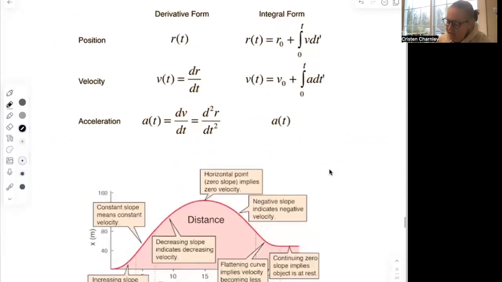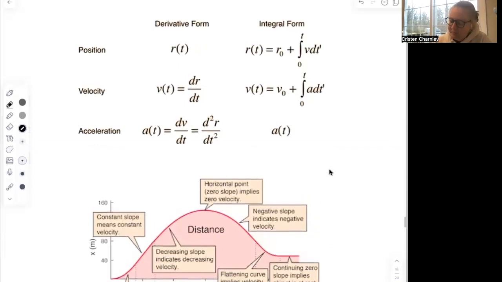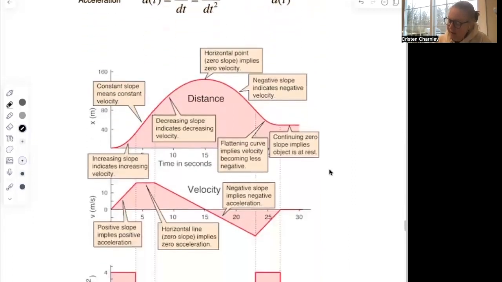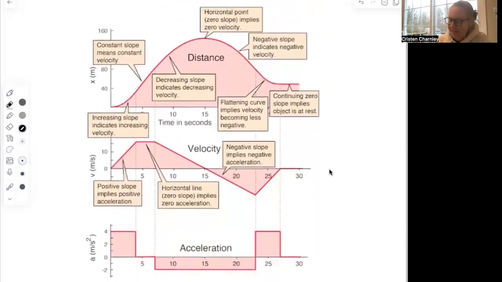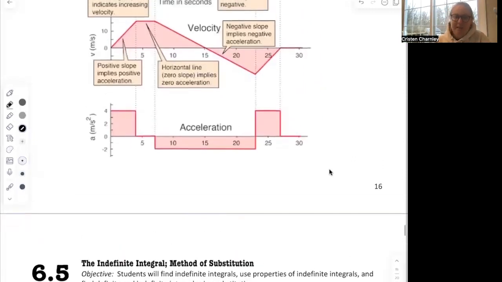And then this is just a graphic of a reminder of how we can relate position, velocity, and acceleration. We have derivative form, we have integral form, graphs of distance, velocity, and acceleration. So maybe that will help you out a little bit along the way. Keep working on these. Let me know if you have questions.